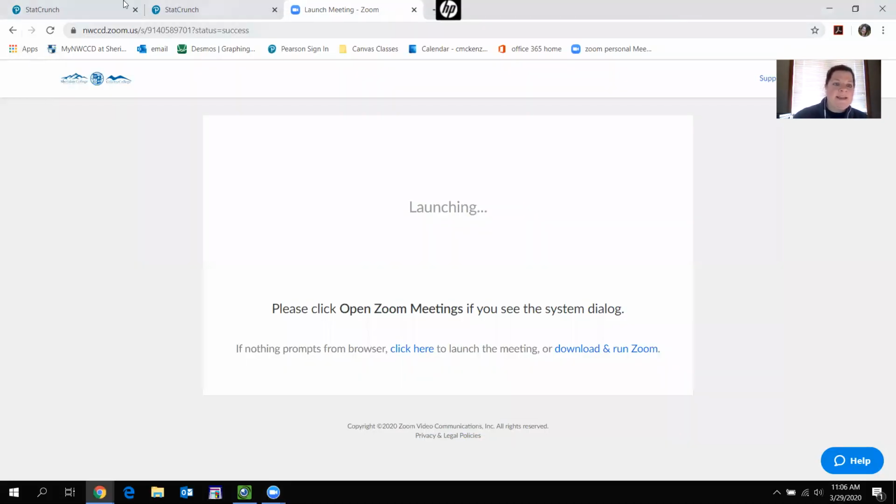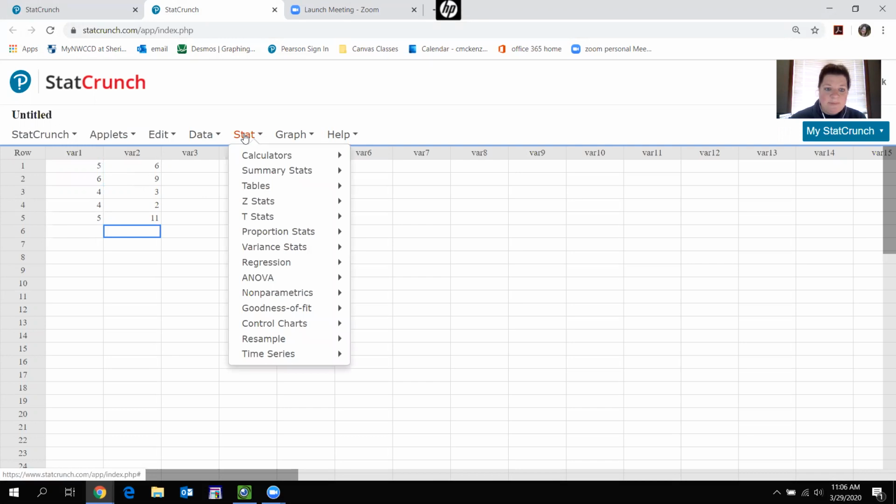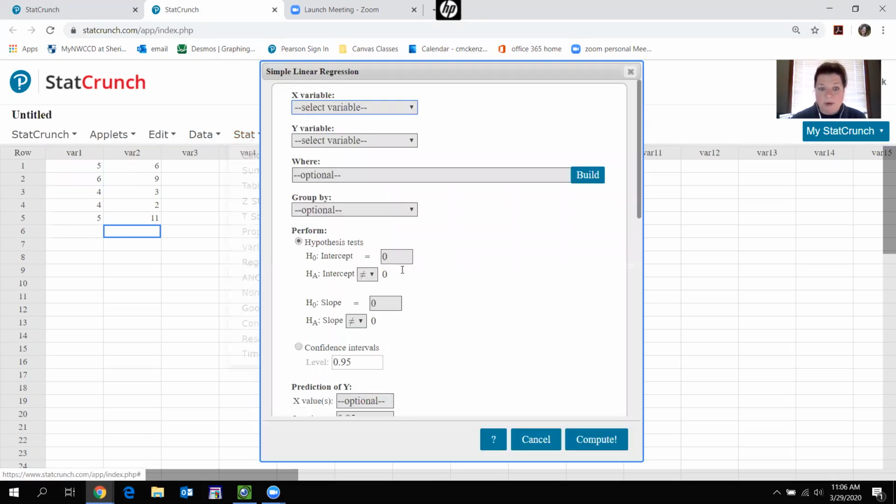So I'm going to open my StatCrunch right here, and I'm going to put these values in. So we had 5, 6, 4, 4, 5, and the y values, I did the x, now the y are 6, 9, 3, 2, 11. And what we do in here to find this is we're going to go to stat, and we're going to go to regression, and we're going to look at a simple linear regression.